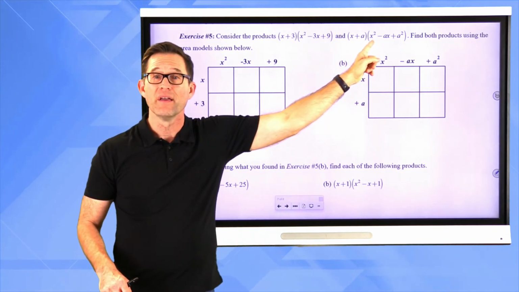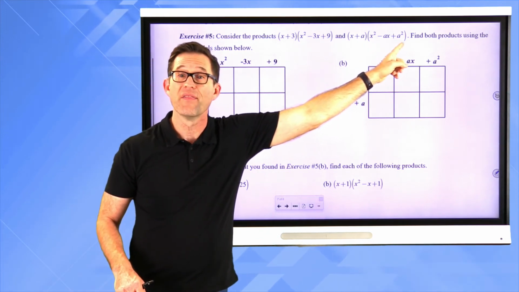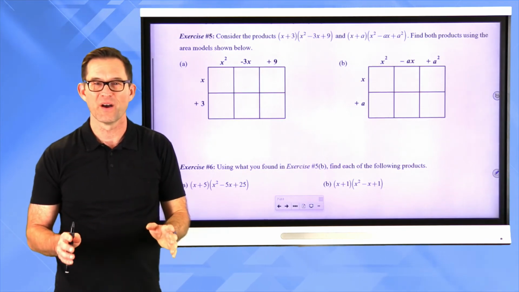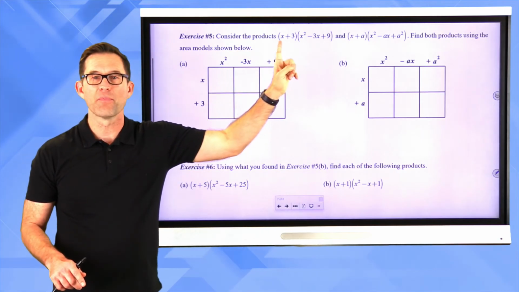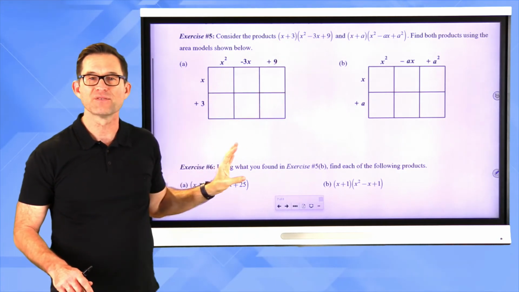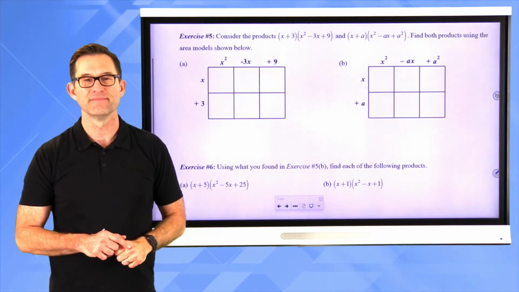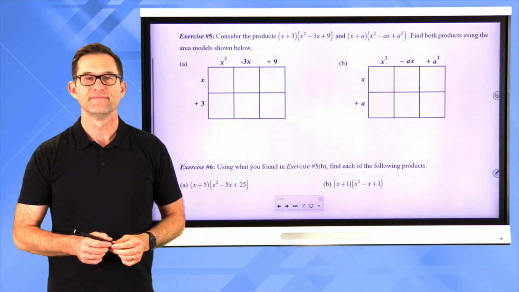X plus some number times x minus the number times x plus that number squared. Something really cool happens here. Why don't you try to find this product when you multiply that by that, see what final product you get. Pause the video now and try to work it out. All right, let's take a look.